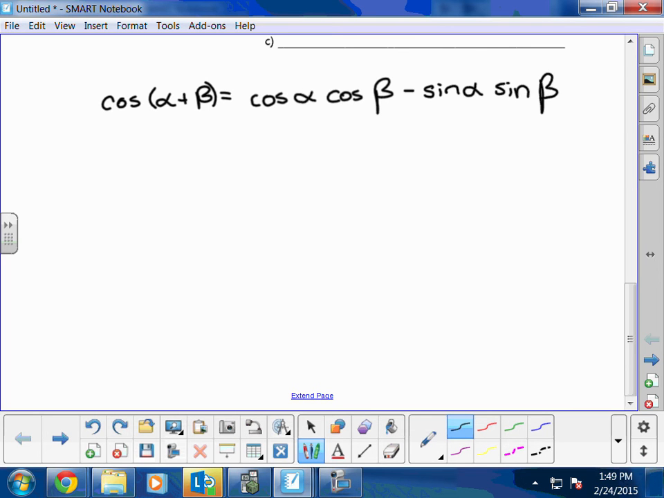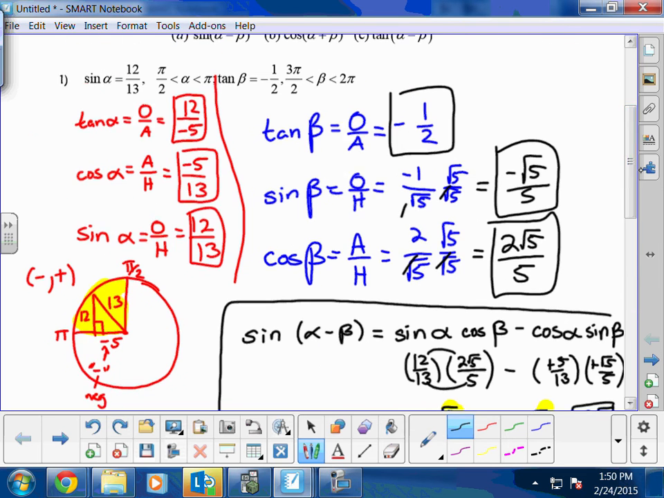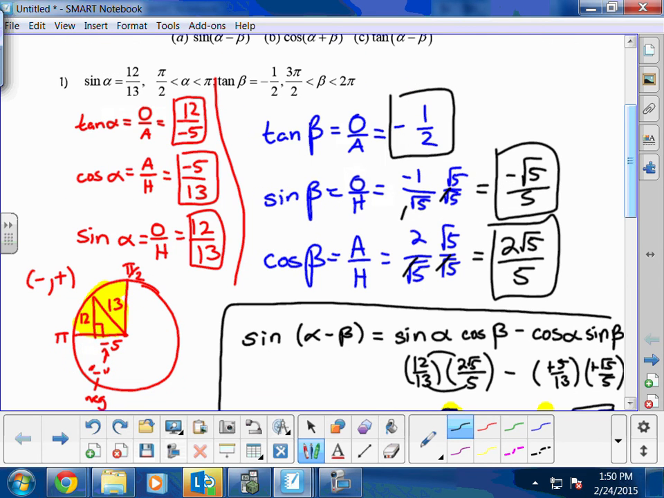Okay, great. Let's go ahead and find out what these values are. Let's see. Cosine alpha was negative 5 over 13.